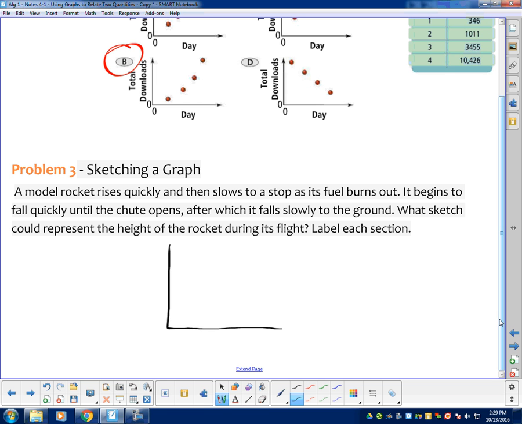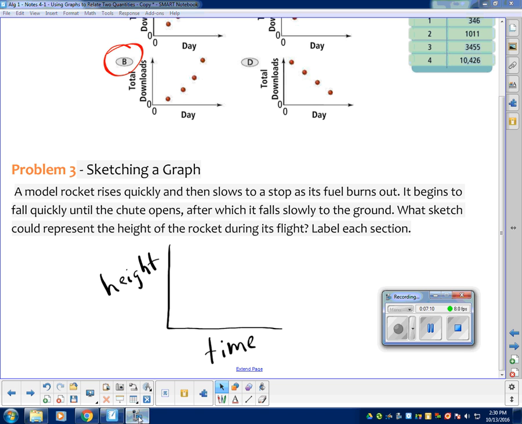Draw an XY grid. Height over here. We're not putting any numbers on these graphs. These are generic sketches. And then down here we have time. We're just doing this generic. You guys should have something that looks like this, where the rocket goes up, levels out for a moment, starts coming down, the parachute pops open, and then it slows down its descent. Okay? So something along those lines would be appropriate.